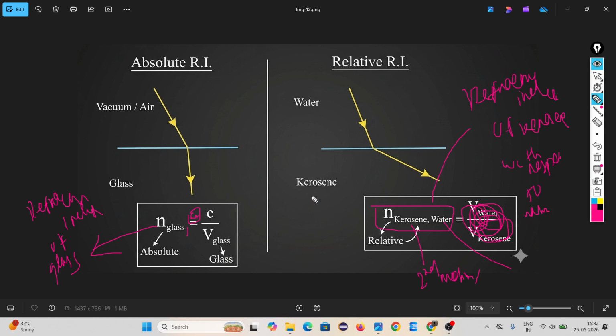Number one thing, we always find refractive index for the second medium. Suppose I am writing n of kerosene, nothing there, that means refractive index of kerosene with respect to air. If I am mentioning water, that means refractive index of kerosene with respect to water. Okay. If nothing, that means it comes under absolute refractive index. If there is a mention, that means it comes under relative refractive index. Okay. Do you have any doubt here?